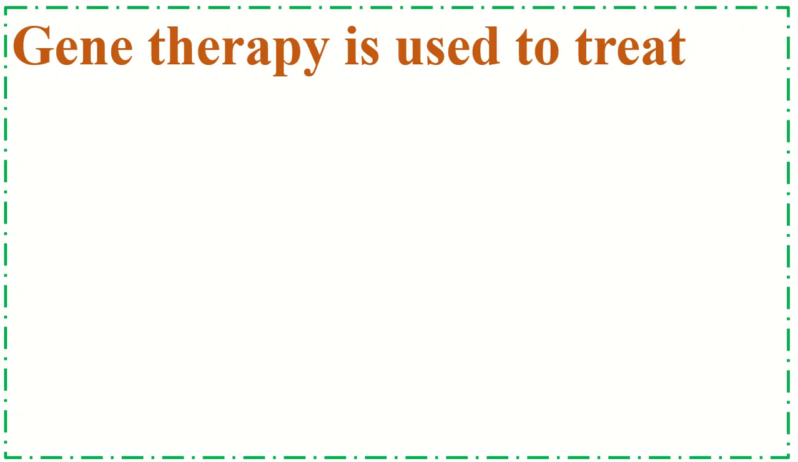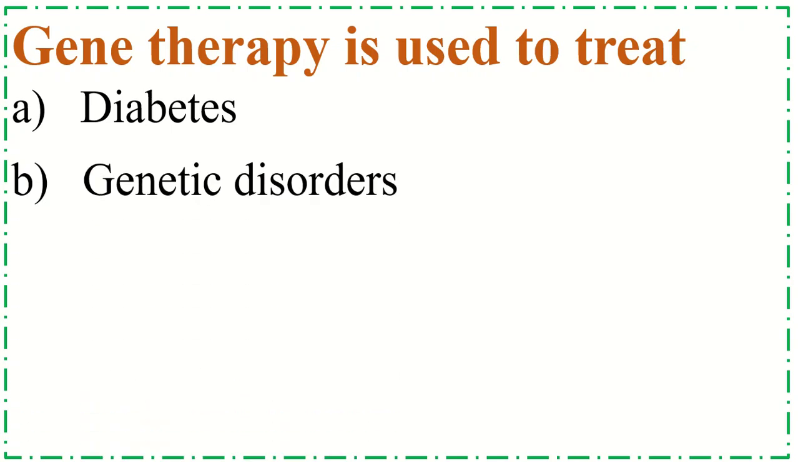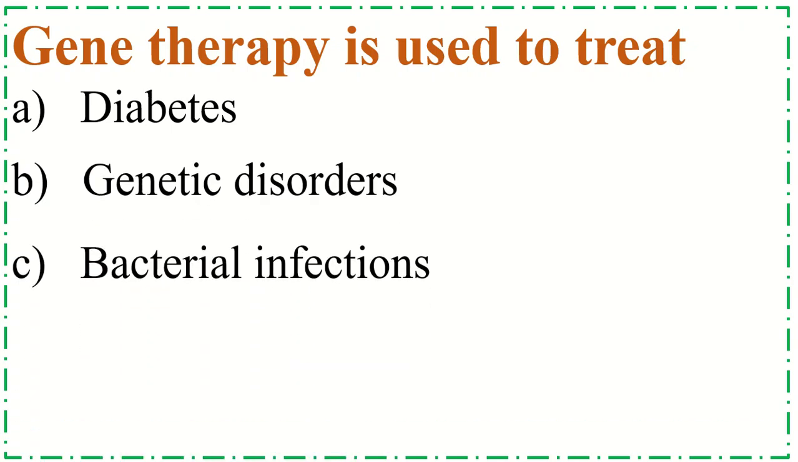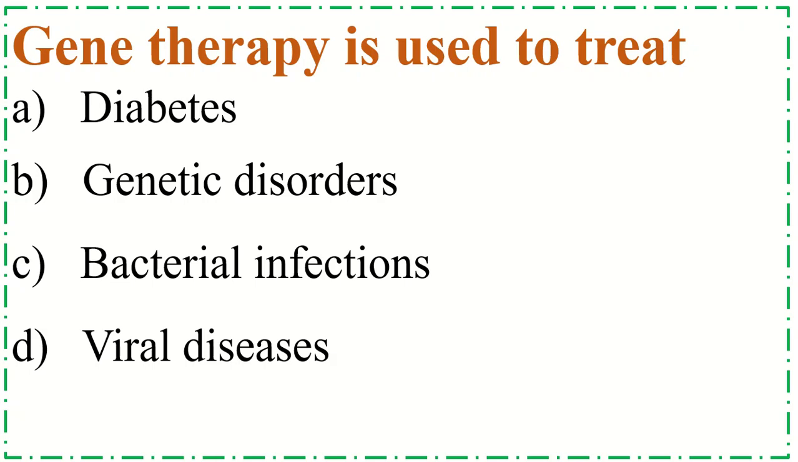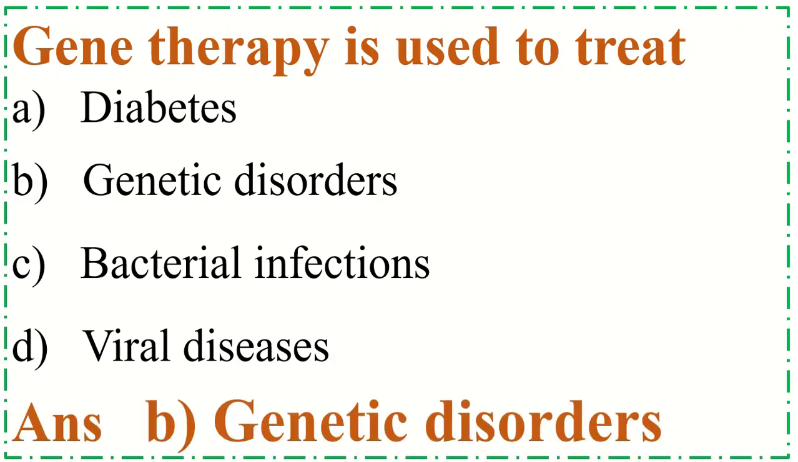Gene therapy is used to treat: option A, diabetes. B, genetic disorders. C, bacterial infection. D, viral disease. Correct option is B, genetic disorders.